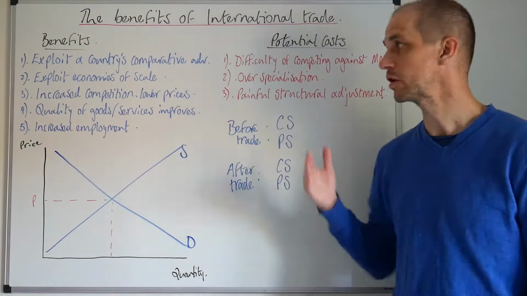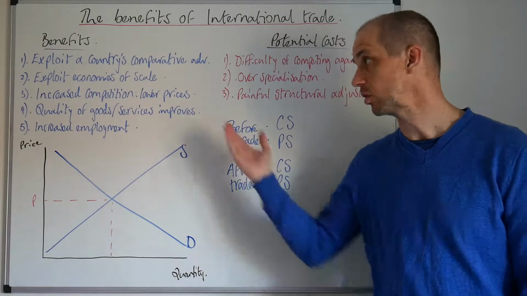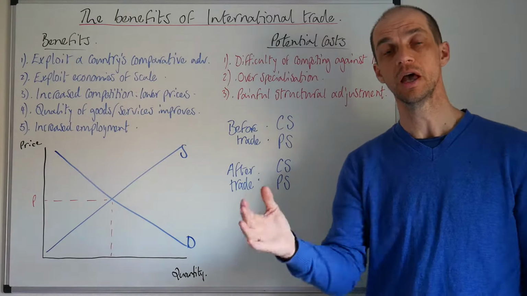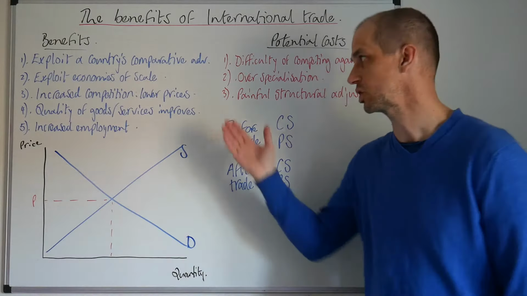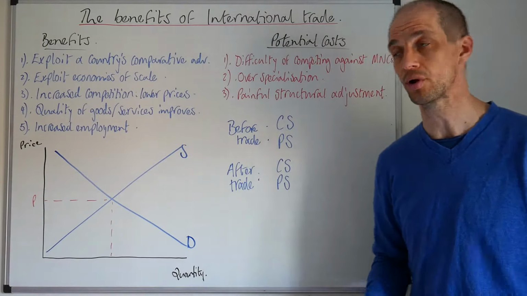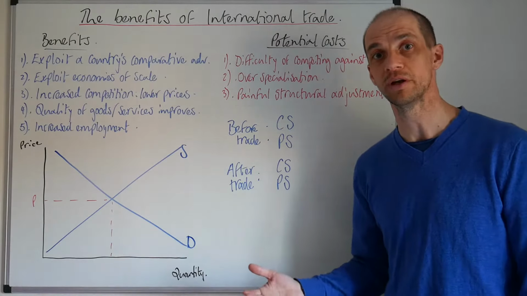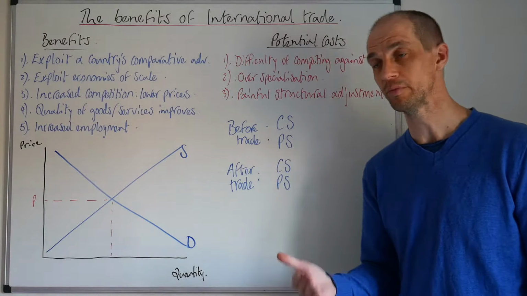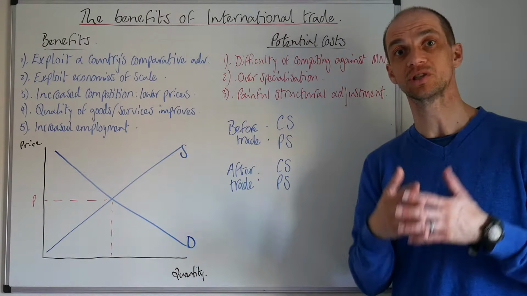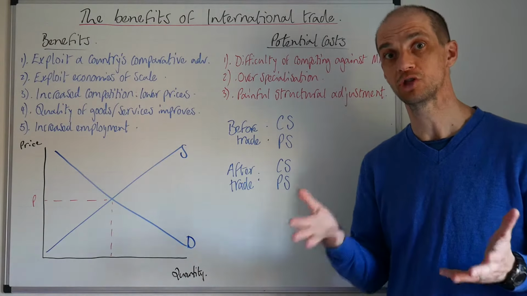Okay, number 4, the quality of goods and services can also improve because of this specialisation, and because they invest in specialist transportation and so on. Then it means you get a better final product ultimately. And number 5, you can have increased employment as well, as more jobs become available thanks to trade.